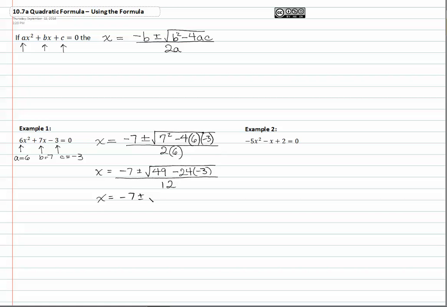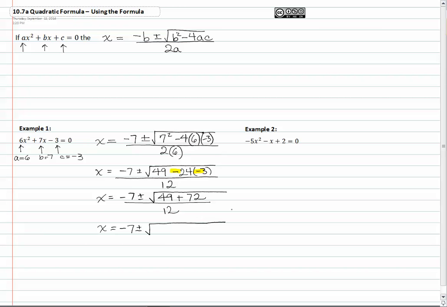Further simplifying, we're going to have 49. 24 times 3 is 72, and a negative right here times a negative right here is going to be positive. It's okay to show all these steps. In fact, if you're struggling with this, I highly recommend that you do show all the steps so you don't confuse yourself later, especially if you're going back to this section to refer to it and try and figure out what you were doing if you forget.